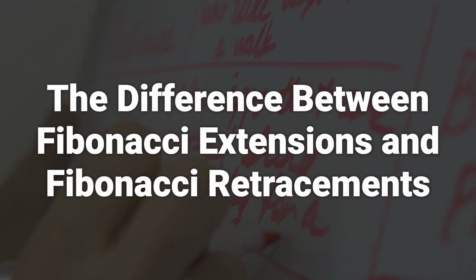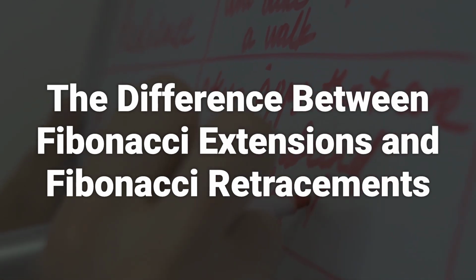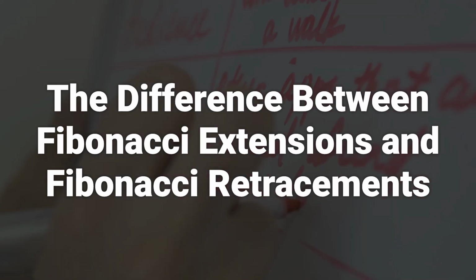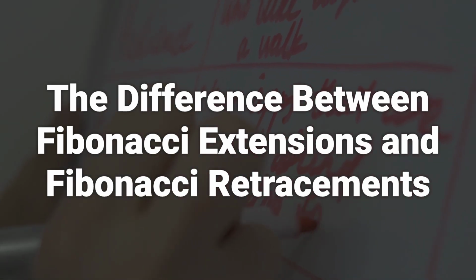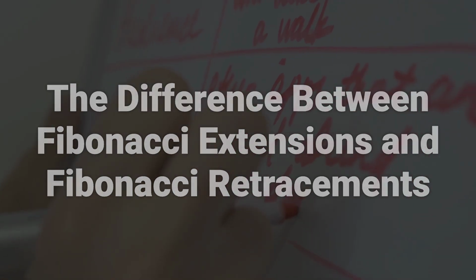While extensions show where the price will go following a retracement, Fibonacci retracement levels indicate how deep a retracement could be. In other words, Fibonacci retracements measure the pullbacks within a trend, while Fibonacci extensions measure the impulse waves in the direction of the trend.